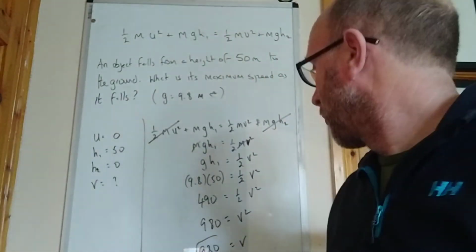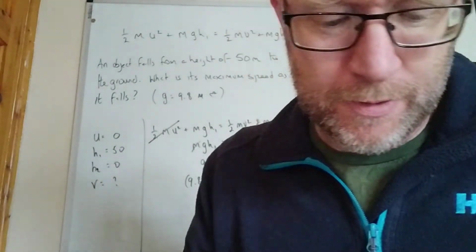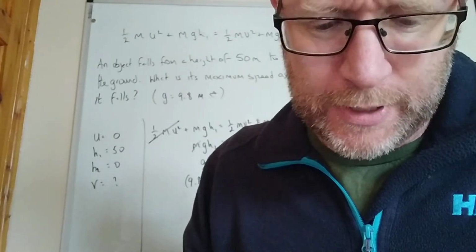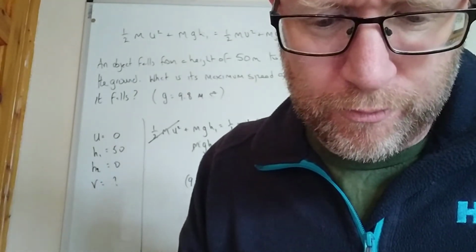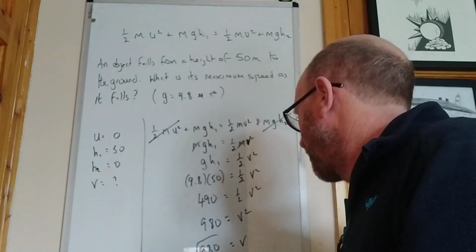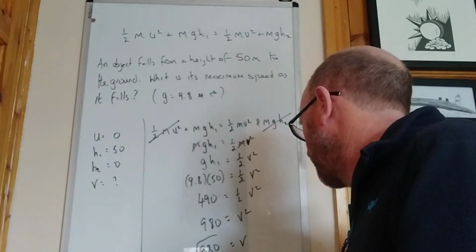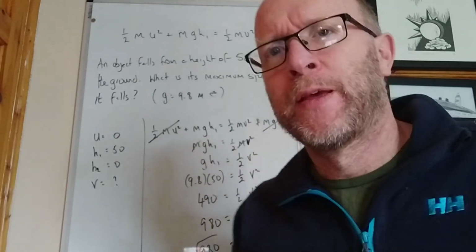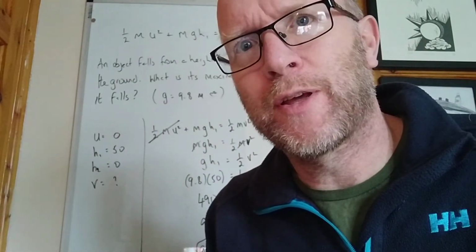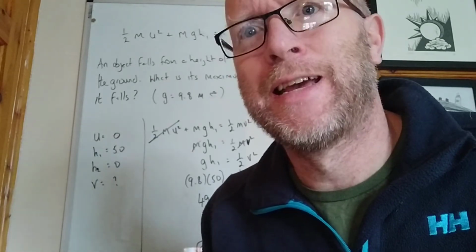So the square root of 980, and we're getting an answer of 31.3 meters per second. Because we put in the correct units at the beginning, we're getting the correct units out at the end. So that's the first example. And remember, why are we using this method? We're using this method because there is a change in height.